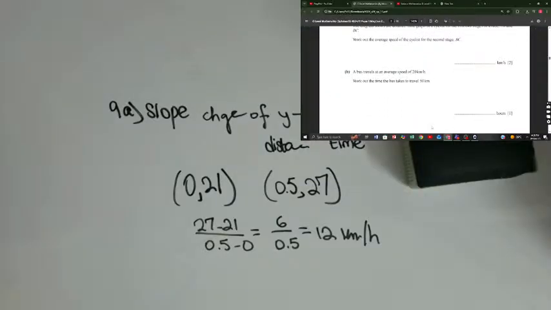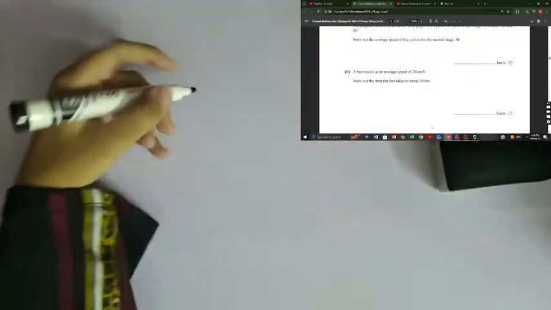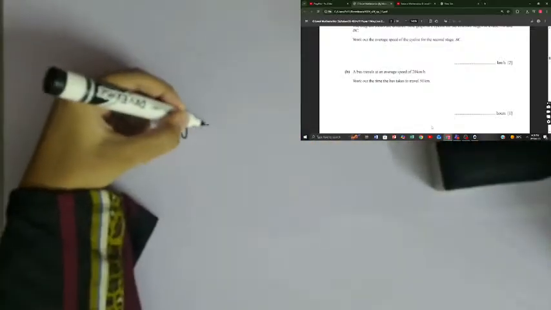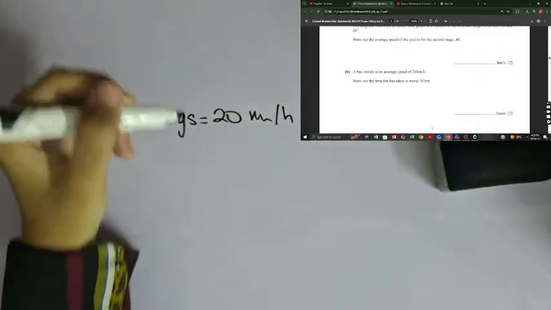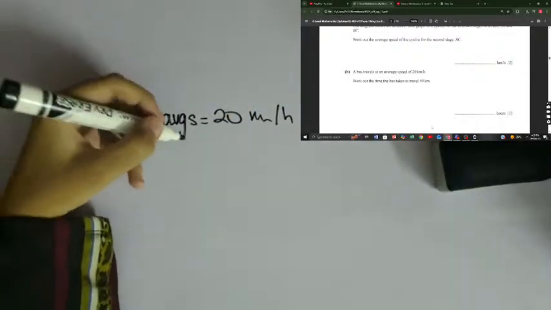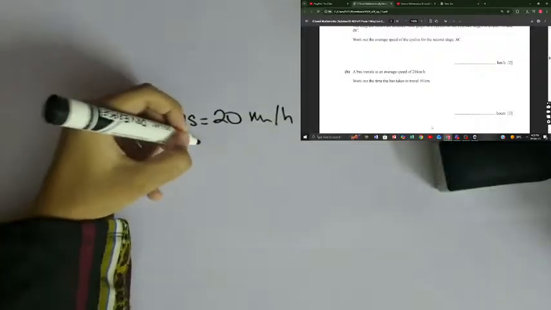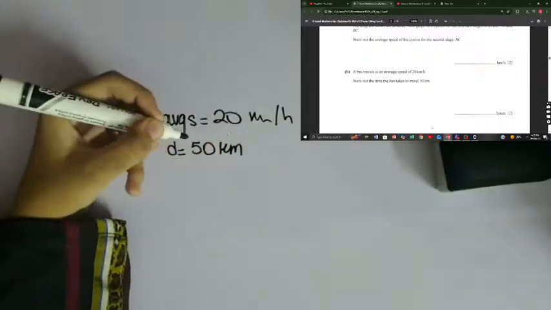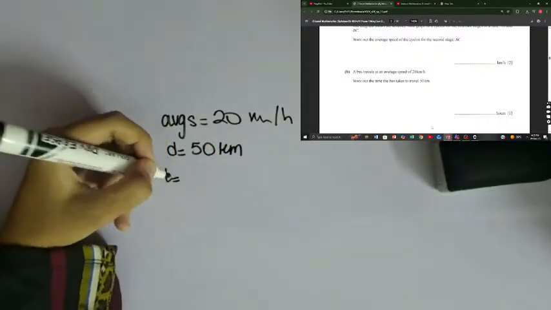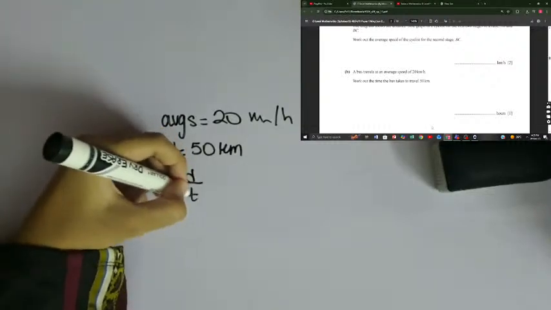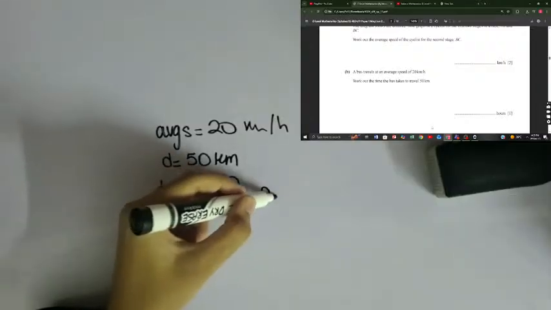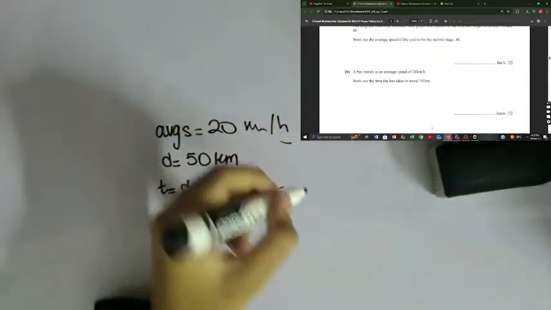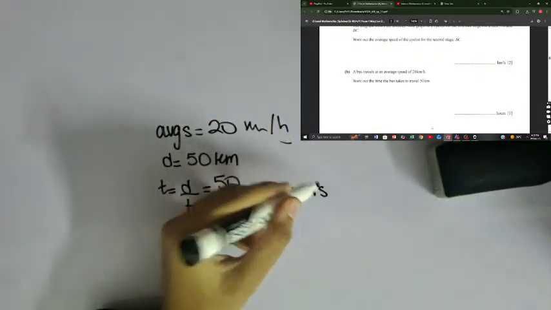Now it's saying a bus travels at an average speed of 20 kilometers per hour. We need to work out the time the bus takes to travel 50 kilometers. So the distance that we have is 50 kilometers, and we need to find the time. If you're given the distance and the speed, the time is distance upon speed. So we have 50 upon 20. That is equal to 2.5, and 2.5 what? Well, obviously hours. That's part B.